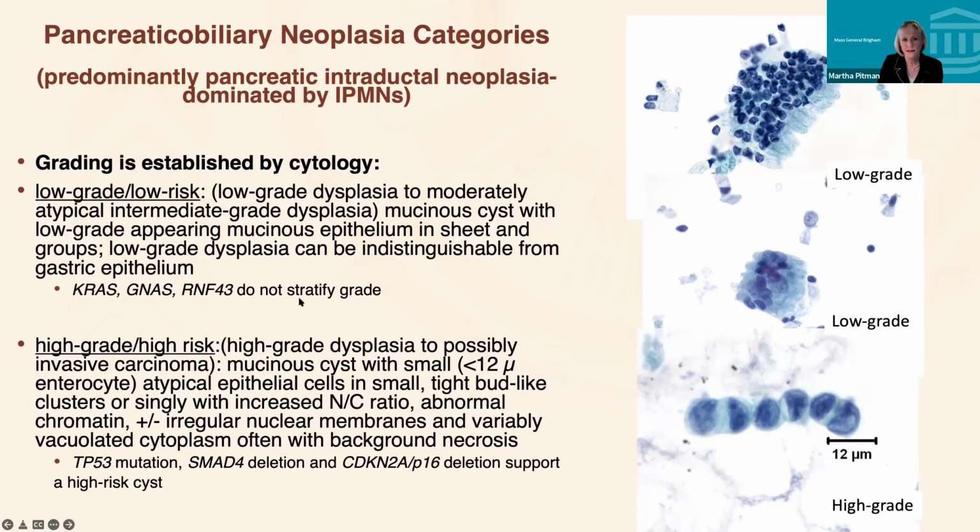supported by next-gen sequencing. These mutations support a neoplasm, do not stratify for grade, but a P53 mutation, SMAD4 deletion, P16 deletion, all support a high-risk cyst. And that information, if you do molecular on these cyst fluids, will come out about 1 to 2 weeks after you sign out the case.